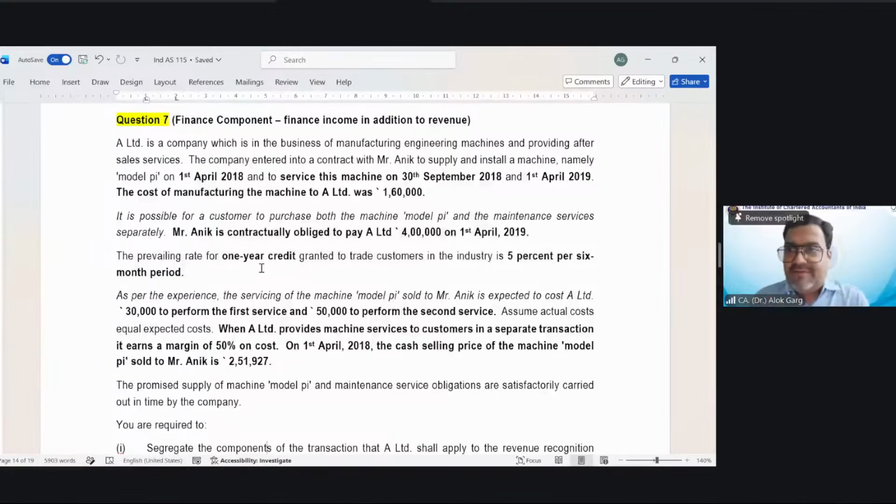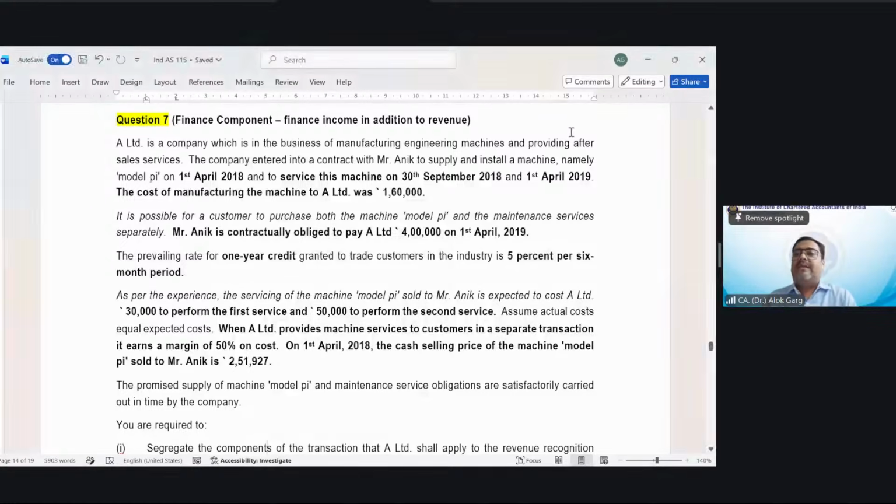Question number 7. Again, one of the concepts of transaction price is finance component, right? Finance income in addition to revenue. Let's discuss this question number 7, my dear friends. Shall we discuss this question? Question number 7. Shall we do it? Okay.